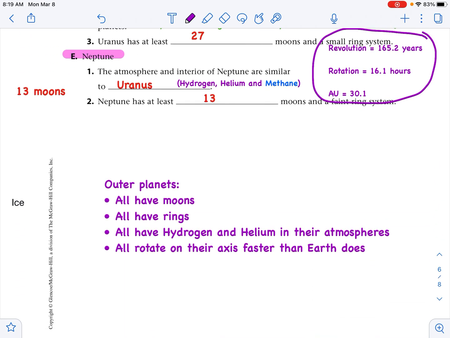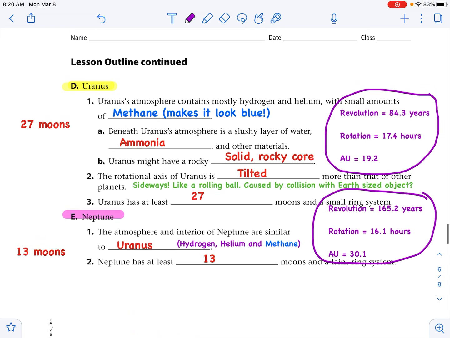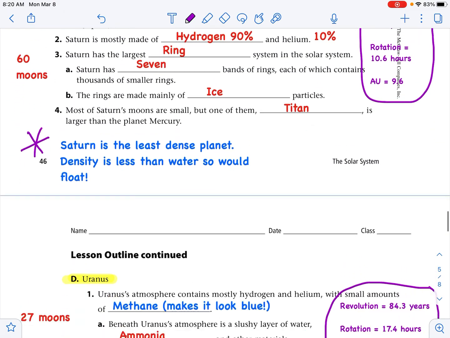All right, I want you to write this in at the bottom. The outer planets, they all have moons. All of them do. They all have a ring system. They all have hydrogen and helium in their atmosphere. And they all rotate on their axis faster than Earth does. So their day is shorter than our Earth day. And we can see that when we look at the rotation on these planets.